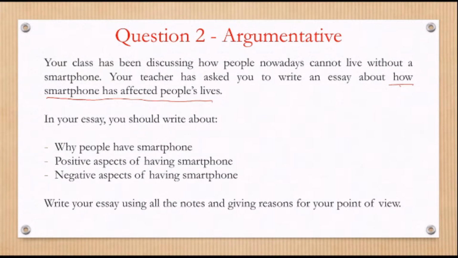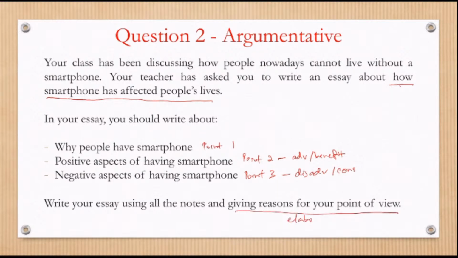Okay, so this will be your point 1: why people have smartphones. Point 2: positive aspects of having a smartphone can be the advantages or benefits of having a smartphone. And point 3 is the disadvantages or the cons of having a smartphone. Write your essay using all the notes and give reasons for your points, which means that you need to write your elaboration.